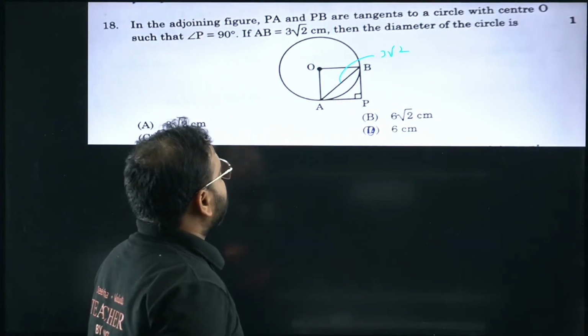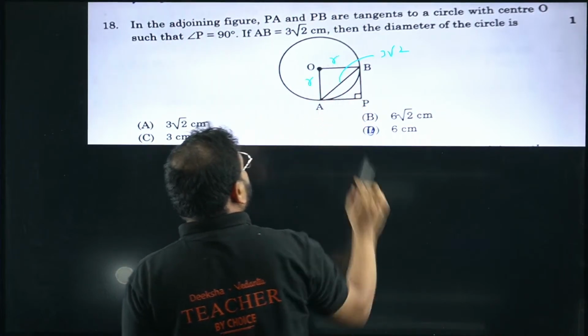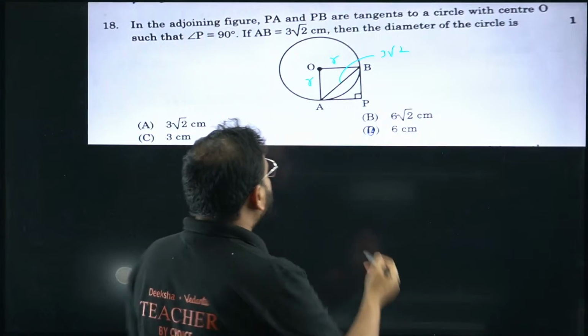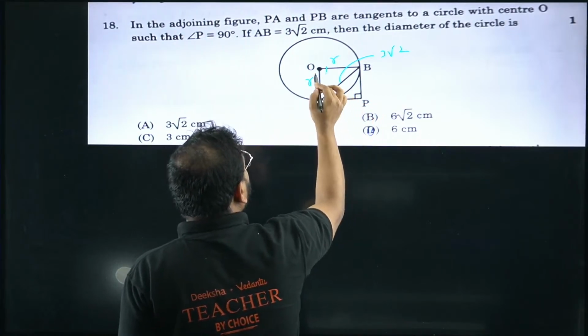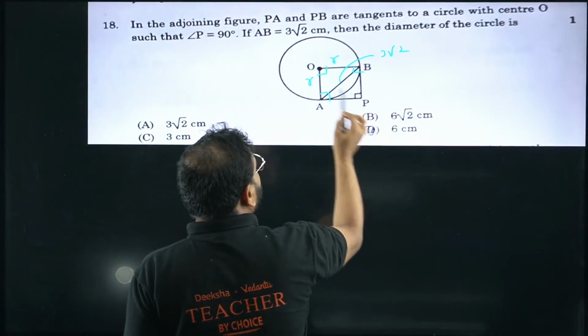They are asking for the diameter, bacha. So if I can find the circle's radius, I can find 2 times that. You can see directly from here, this is 90, means this also has to be 90 degrees. Correct. Now because this is 90 degrees and this is 90 degrees, it means this has to be 90 degrees.